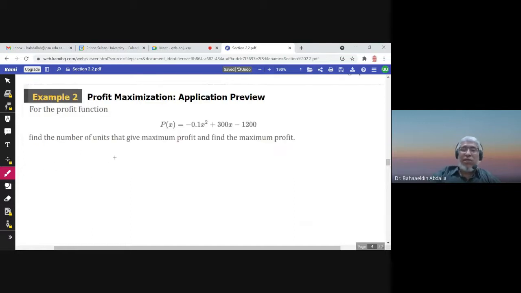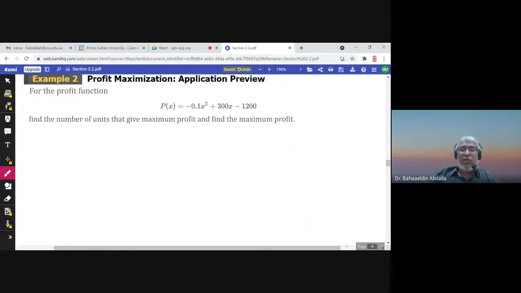Look at this exercise now, an application. This is the profit function given by this quadratic function. Find the number of units that give maximum profit and find the maximum profit. Well, since a is negative here, the parabola opens downwards, and the vertex in this case would be the maximum point, which is (h, k).